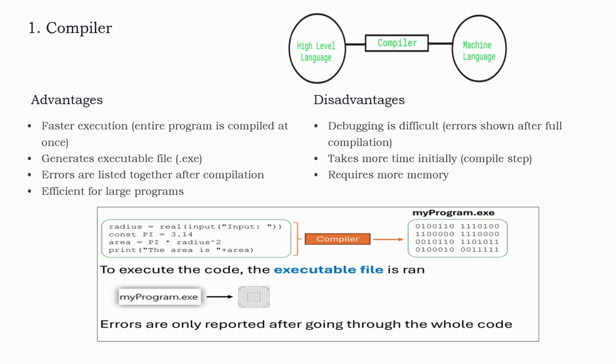Now let us see the disadvantages of the compiler. Debugging can be difficult, as you know that the errors are shown only after the entire program is compiled. Compilation takes time. Large programs may take longer to compile and require high memory usage. The compiler needs memory to store intermediate code and executable files. And it has limited error detection. Compilers mainly detect syntax errors and some semantic errors.